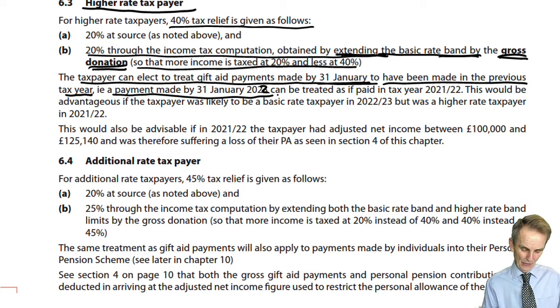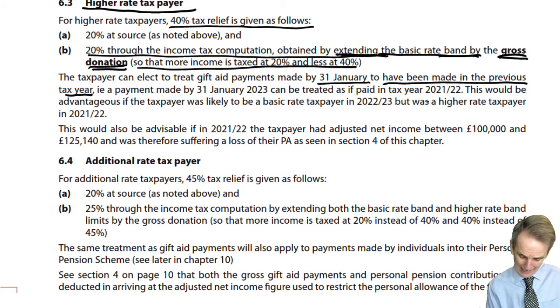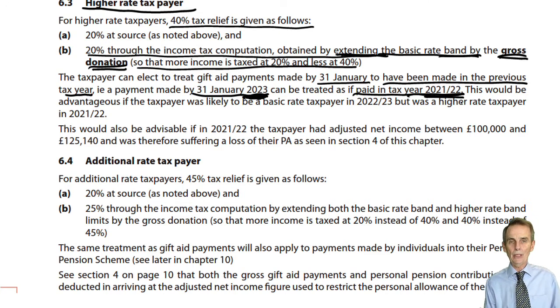A payment made by the 31st of January, oh no, I tell a lie, treated as paid in the tax year. If it was paid in the 22-23 tax year by the 31st of January 23, it can be treated as if it was paid in the previous tax year. That's 22-23. We can instead treat it as being paid in 21-22. Sorry, I should have read the rest of that before saying it was wrong.